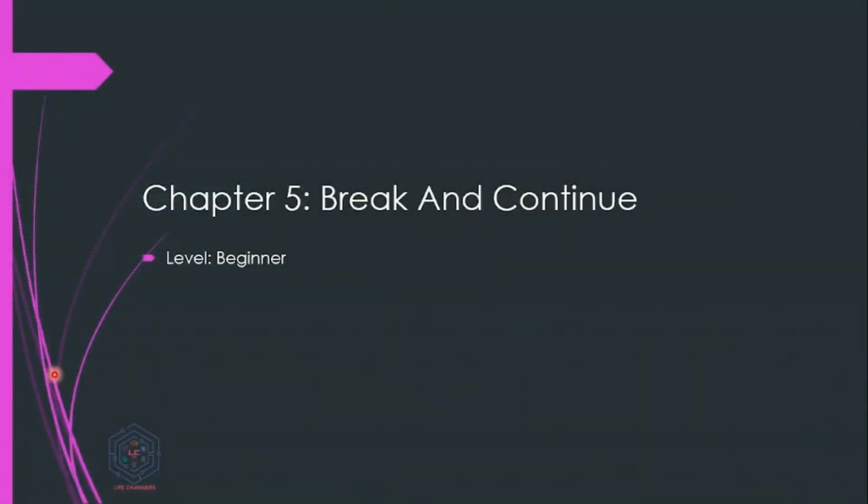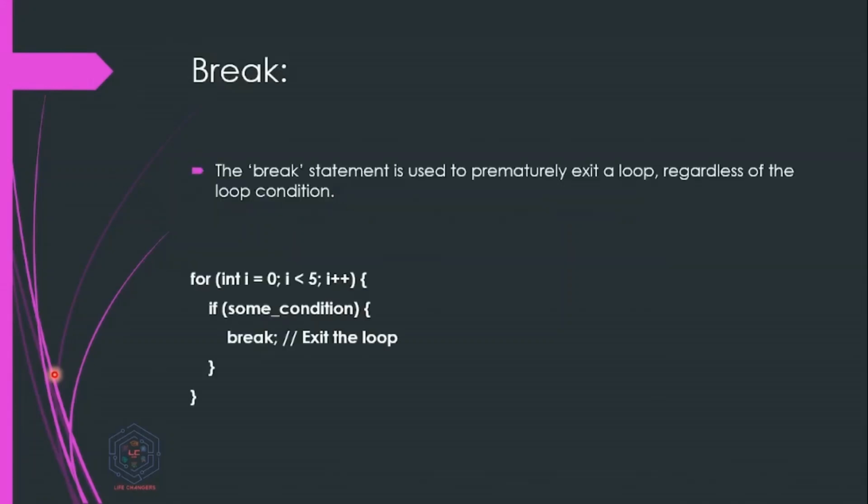In C programming, the break and continue statements are powerful tools for controlling the flow of execution within loops. These statements provide mechanisms to alter the normal loop behavior, making programs more flexible and efficient. Let us see how the break statement works.